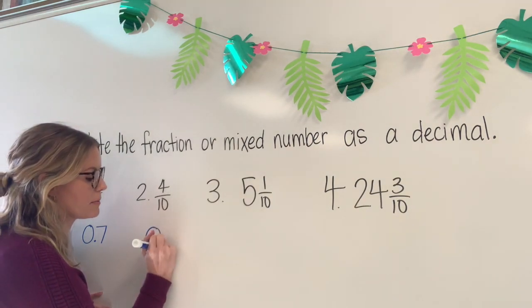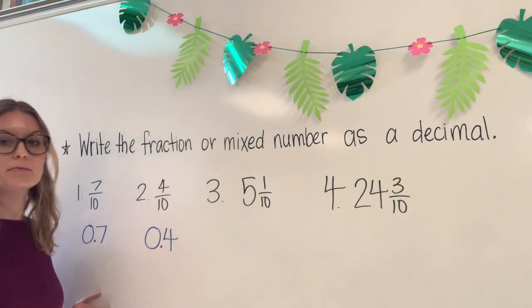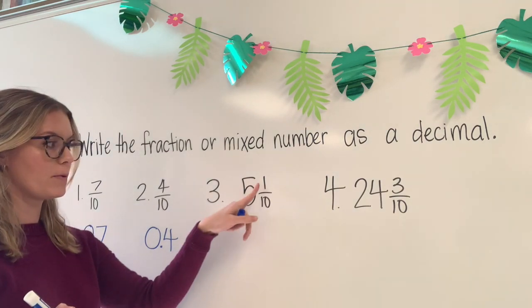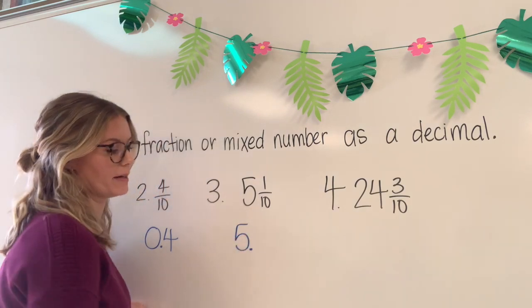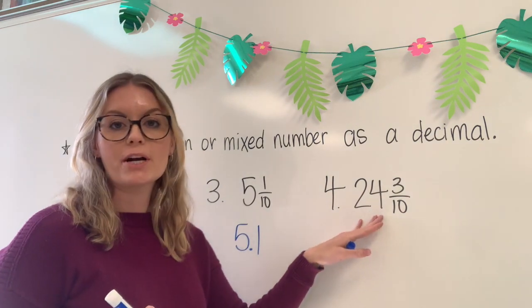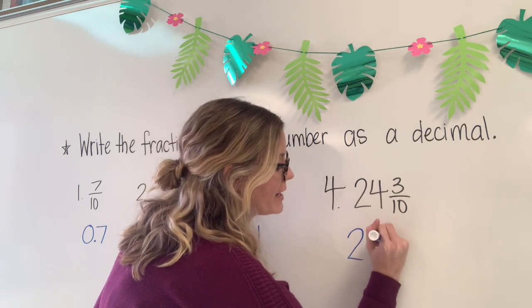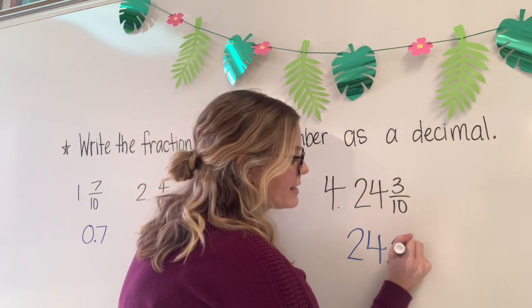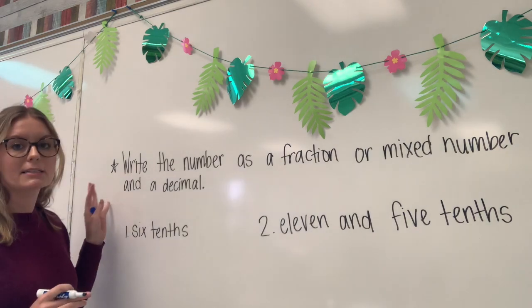Our next one, 4 tenths. We don't have any whole numbers, so 0, decimal point, 4. The next one, 5 and 1 tenth. So we have a whole number 5, then our decimal point, and then a 1. And lastly, we have 24 and 3 tenths. So our whole number is 24. It goes on the left side of the decimal. Put your decimal point, and then the tenths. Pretty easy, right?